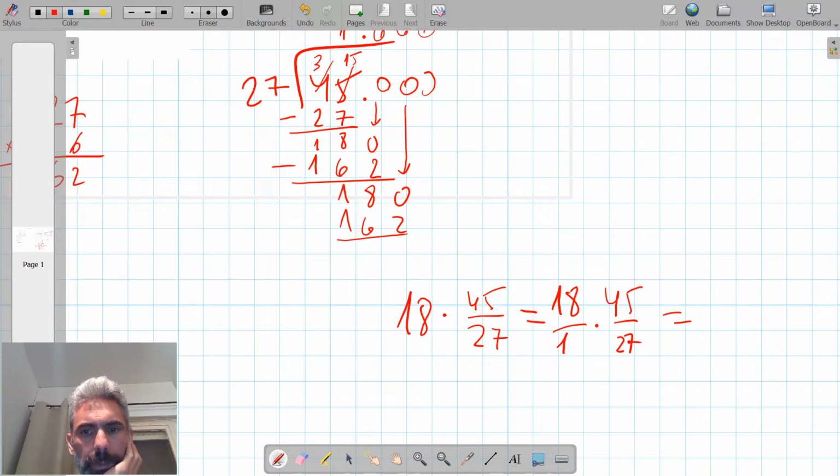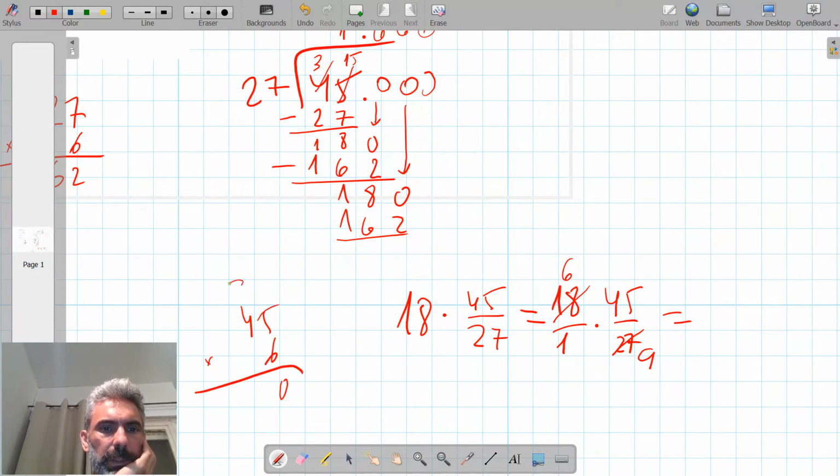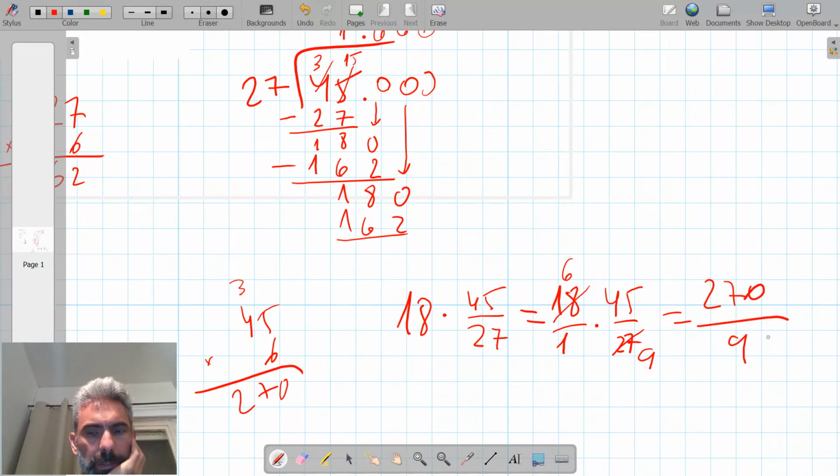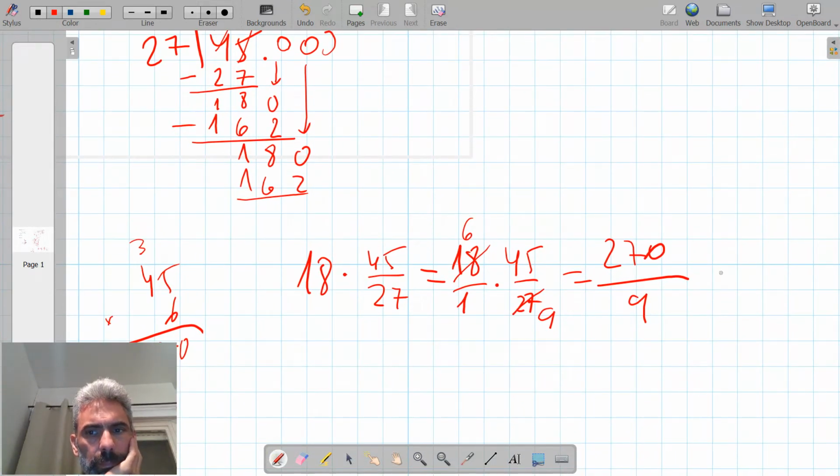18 divided by 3 is 6. 27 divided by 3 is 9. 6 times 45. 5 times 6 is 30. 6 times 4 is 24 plus 3 is 27. So this is 270 over 9, which is 30.